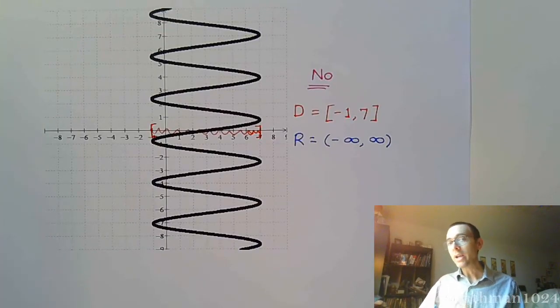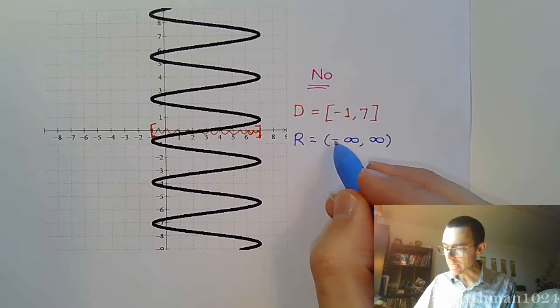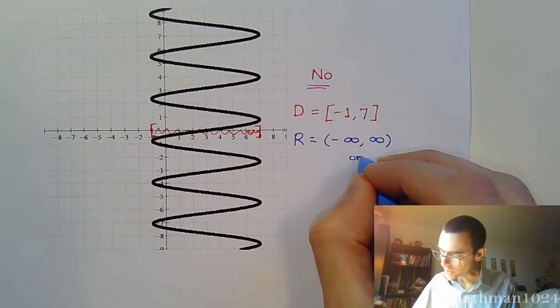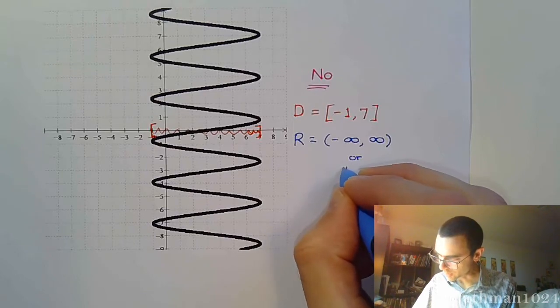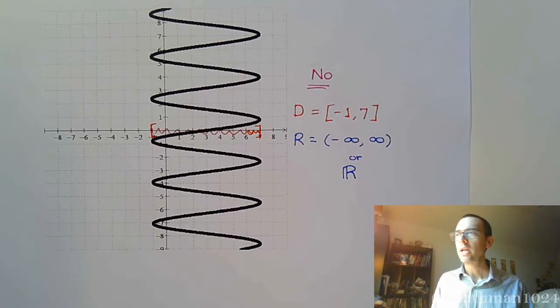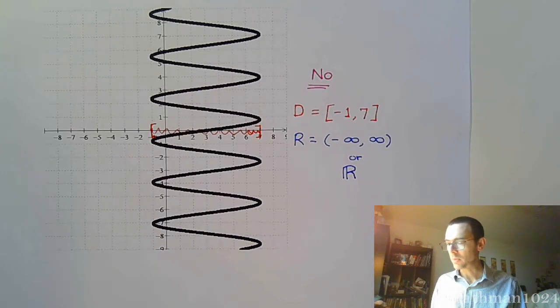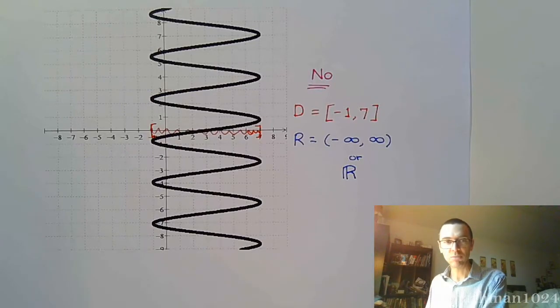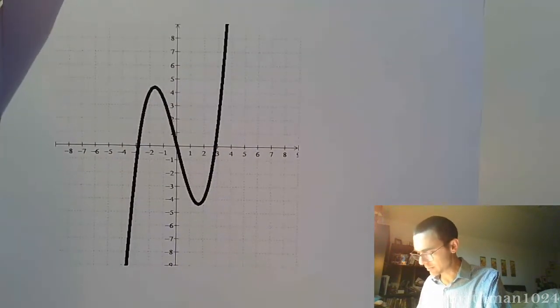So you can either write all real numbers, you can write -infinity to infinity, you can also use the symbol that we use for all real numbers, which is that funny looking R. And depending on what textbook you have, it may show up a little bit differently. All right, so not too bad. All right. I want to save that one. Let's do this.